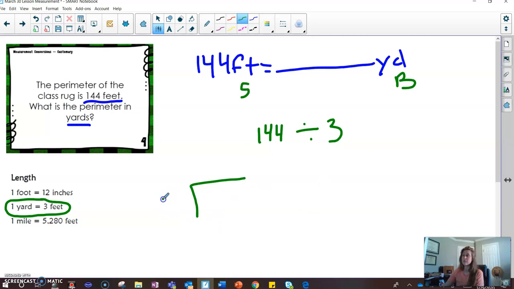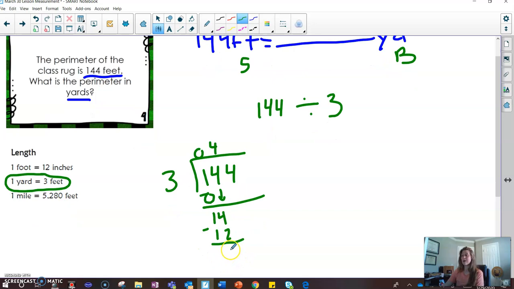No powers of 10 for us with this one. We have to actually do our long division problem. 3 can go into 1 0 times. 0 times 3 is 0. Subtract, and that equals 1. 1 is less than 3, so we can say, bring it on down and bring it on back. Divide. 3 can go into 14 4 times, multiply. 4 times 3 is 12. Subtract. 14 minus 12 is 2.